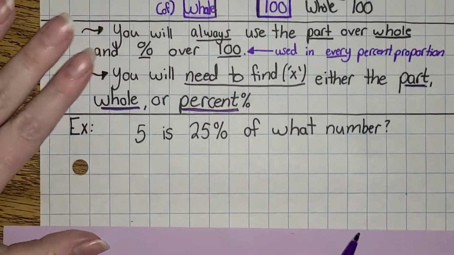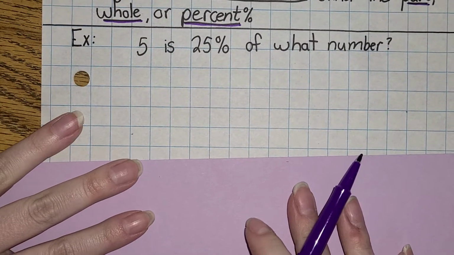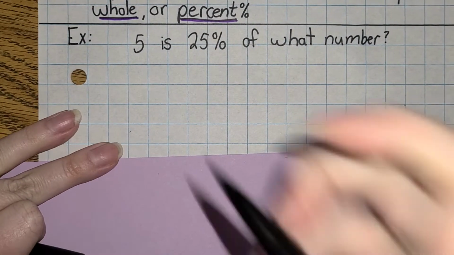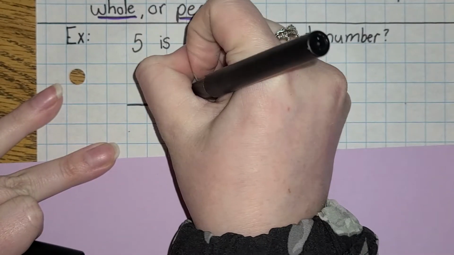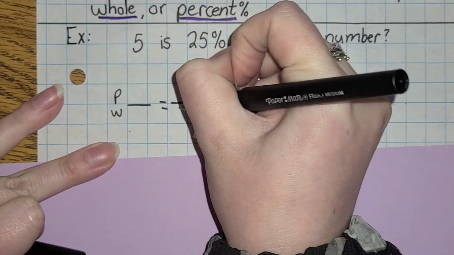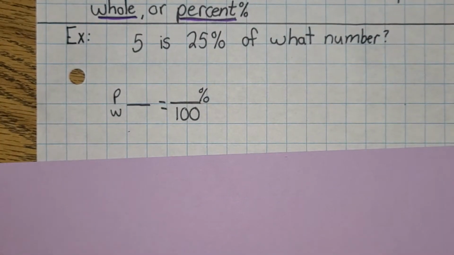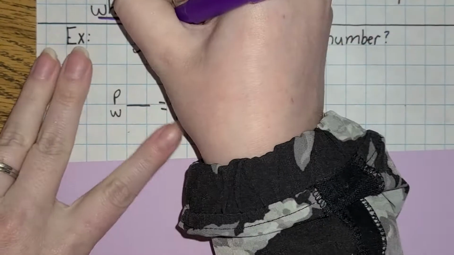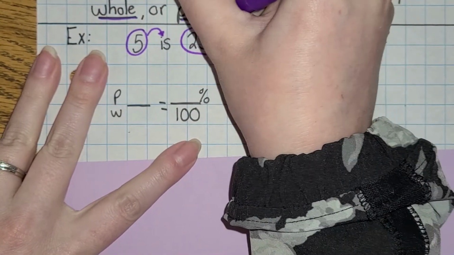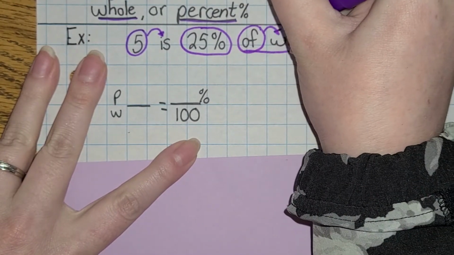So, basic example, 5 is 25% of what number? I'm going to go ahead and set it up. I split it apart. I have my part over whole, and my percent over 100 goes right there because we always use it. 5 is 25% of what number?